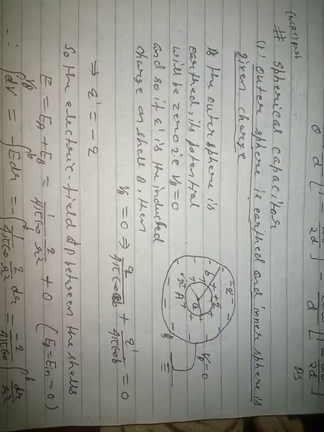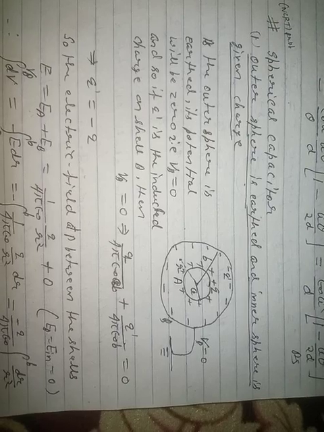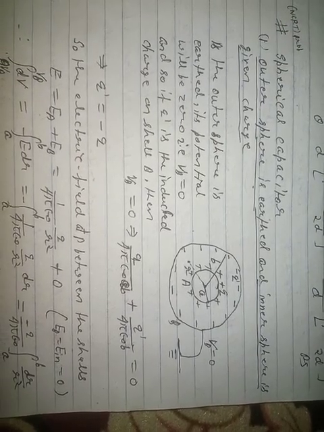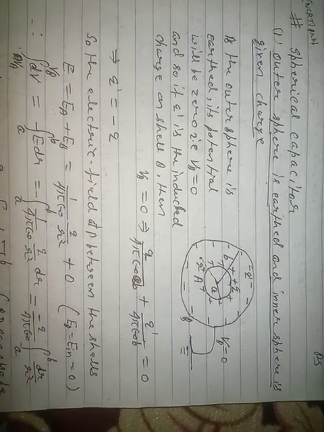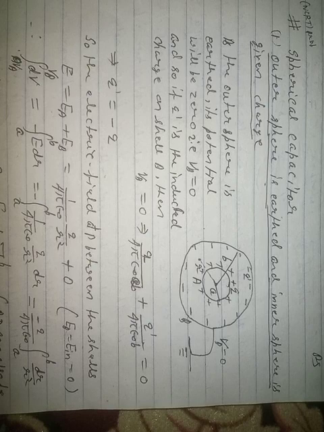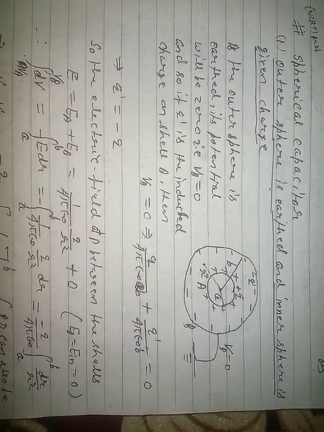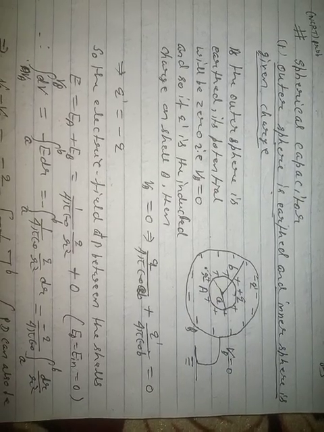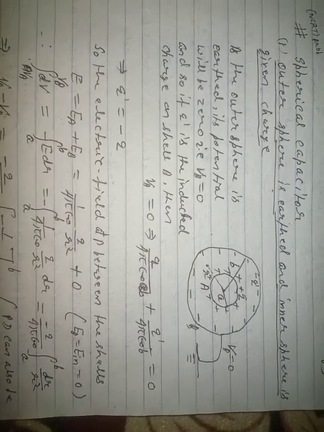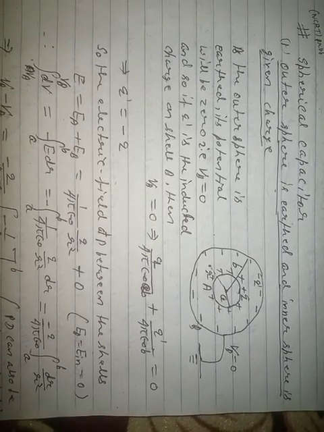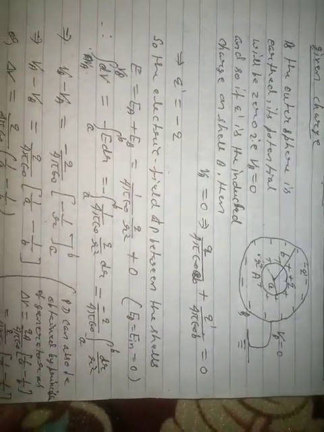A spherical capacitor. Case 1: outer sphere is earthed and inner sphere is given charge. The outer sphere is earthed, so its potential will be 0, that is VB equals 0. B represents the outer sphere and A represents the inner sphere. And so if Q dash is the induced charge on shell B, then VB equals 0. This implies Q by 4 pi epsilon naught B plus Q dash by 4 pi epsilon naught B equals 0. This implies Q dash equals minus Q.